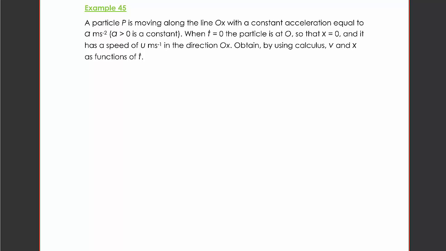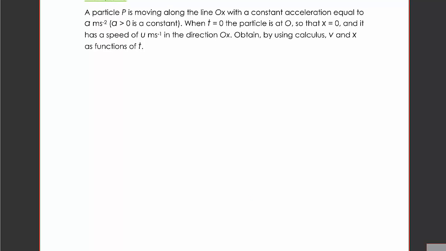A particle is moving along the line OX, so basically that means the x-axis, with a constant acceleration equal to a, where a is a positive constant. When t equals 0, the particle is at 0, so what we're being given there is x is equal to 0 when t equals 0.